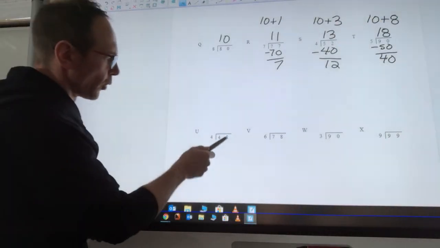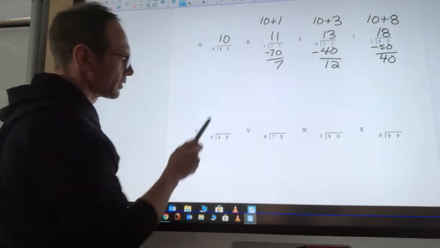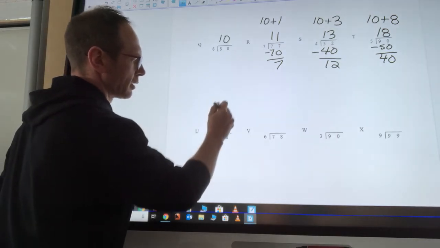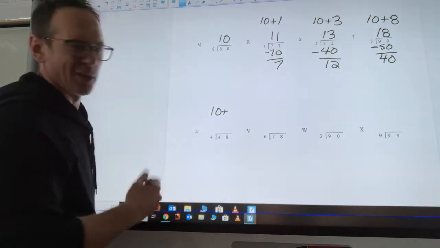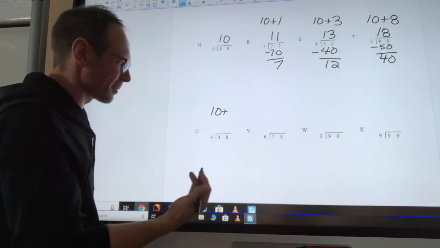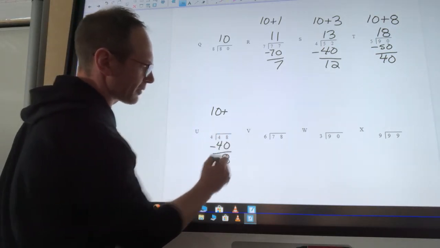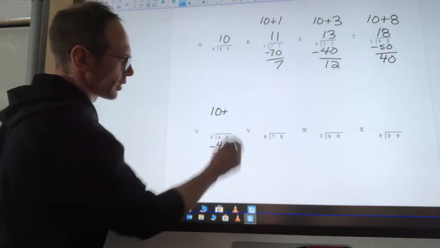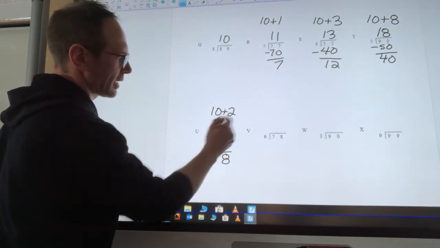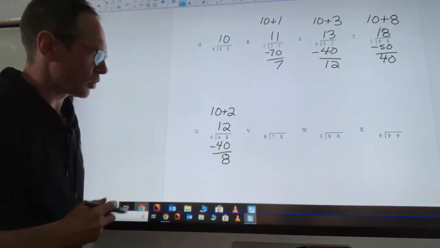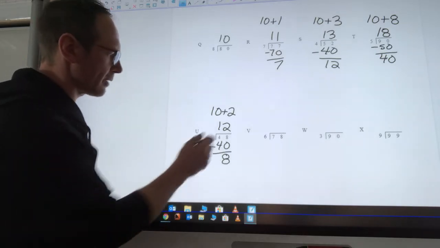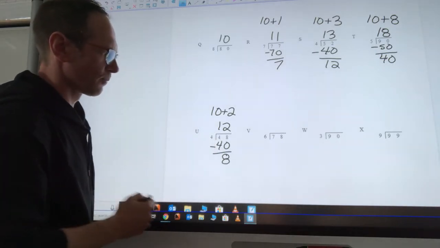U is 48 divided by 4. So I know 10 times 4 is 40. I know 20 times 4 is 80, so it's going to be 10 and something. 10 times 4 is 40, which would leave me with 8 left over. 8 divided by 4 is 2. So 10 and 2, that gives me 12. 12 times 4 is 48. 48 divided by 4 is 12.